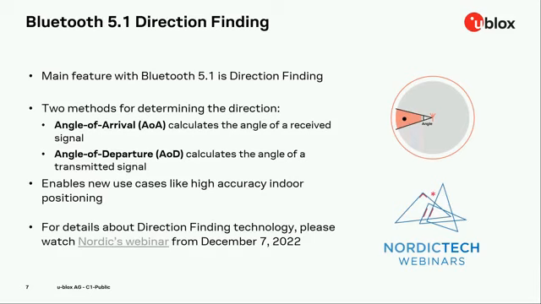So, as I think most of you know, Bluetooth 5.1's main feature was direction finding, and there are two methods for determining direction: angle of arrival and angle of departure. And we will look more closely into angle of arrival because that's the technology that we have selected to use for asset tracking and indoor location and indoor positioning use cases. So actually what we've seen with angle of arrival is that we can enable really high accuracy indoor positioning. We'll show some proof points of that during this session.